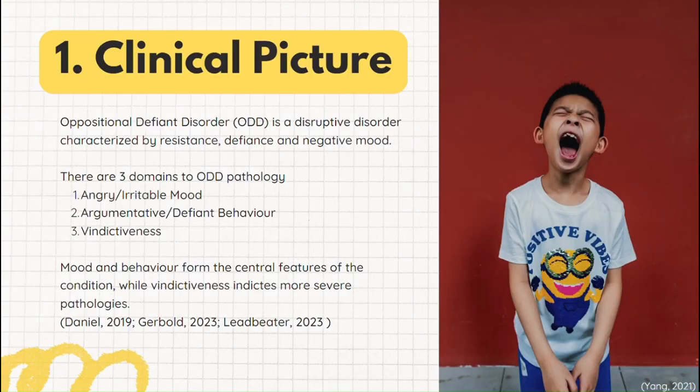So ODD is characterized as a disruptive disorder and it exists across three domains of pathology. ODD is characterized by the domain of angry, irritable mood, argumentative, defiant behavior, and vindictiveness. Vindictiveness predicts a more severe presentation of the condition, and the major factors that influence the presentation of ODD are actually the mood aspect, angry, irritable, and the behavioral aspect, argumentative or defiant.